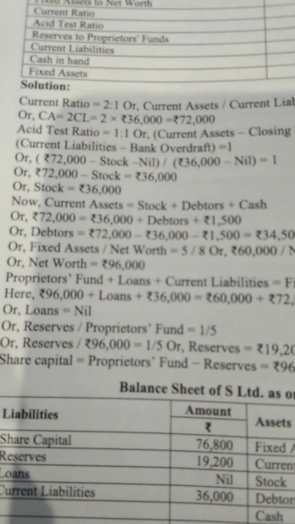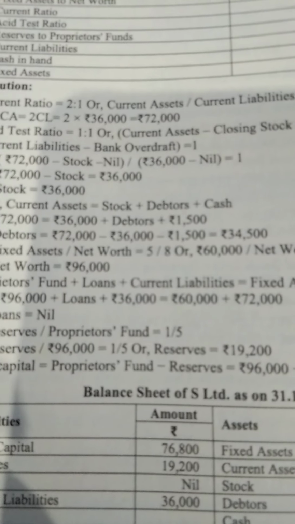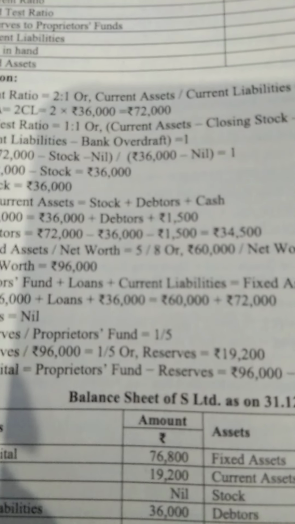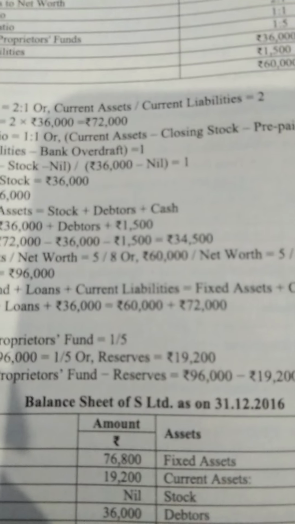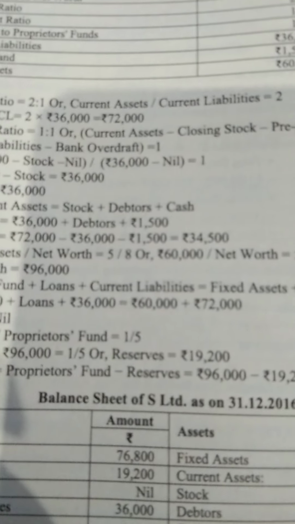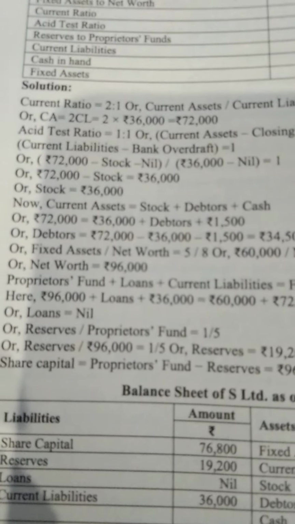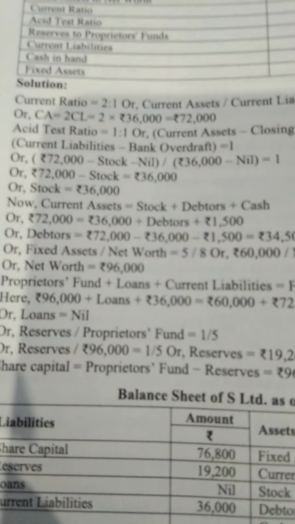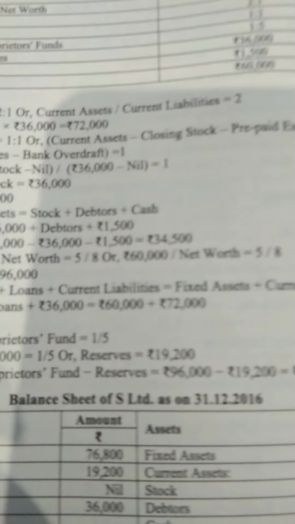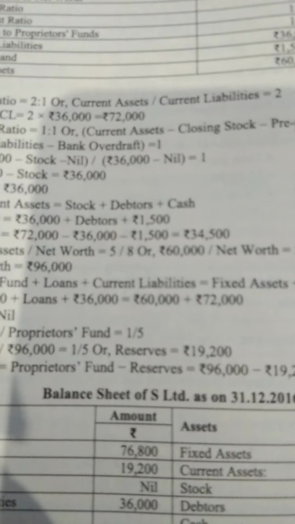Next is fixed assets to net worth, which is also given as 5 by 8. Now the fixed assets is given as 60,000. Just by calculating it we get the net worth. Net worth is 96,000.